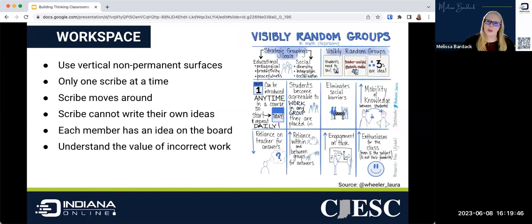The workspace paired with our visibly random groups, and this was an area that we focused on quite a bit. How could we take our random groups and also utilize the workspace that was recommended in building thinking classrooms? So Laura Wheeler, again, has these amazing sketch notes sharing out visibly random groups in her math class from Peter's book. And with this, having your random groups engaged and working in the class on a workspace that is vertical and non-permanent. He references VNPS, vertical non-permanent surfaces, are extremely beneficial for multiple reasons.